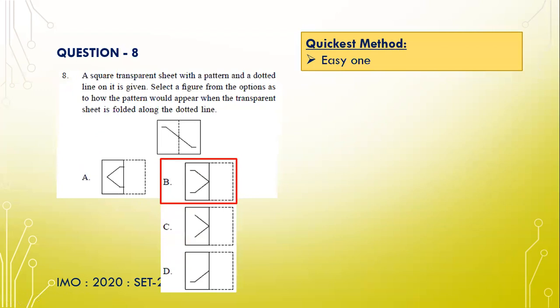A square transparent sheet with a pattern and a dotted line on it is given. Select a figure from the options as to how the pattern would appear when the transparent sheet is folded along the dotted line. Easy question. So when you fold the transparent sheet along this line, this will come here like this, isn't it? And this line will come here like this. So this will be the correct option.